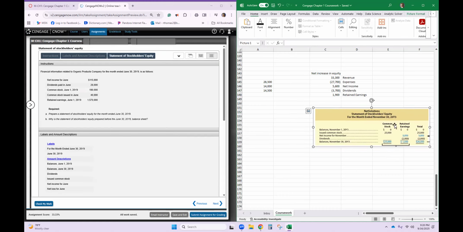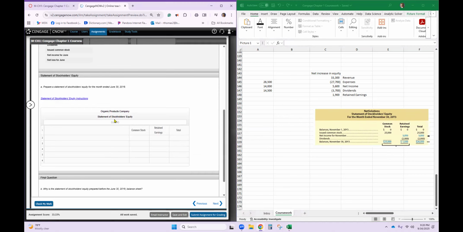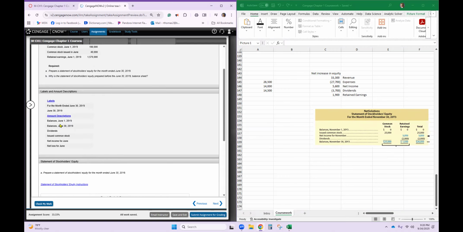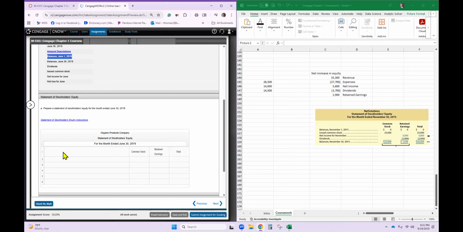So here's what your statement of stockholders' equity is supposed to look like. We're going to put one of these together. Notice it has for the month ending, so we're going to use for the month ending June 30th. Let's go ahead and highlight that, copy it, and bring it down to the label. Since it has the word statement in there, you're going to use for a period of time. Notice we have a beginning balance and an ending balance. So let's go ahead and get the beginning and the ending balances put in.